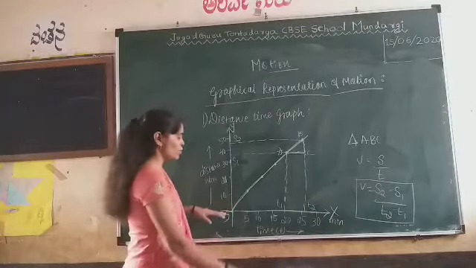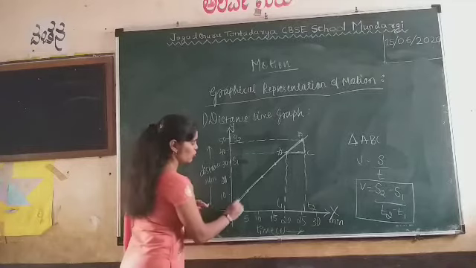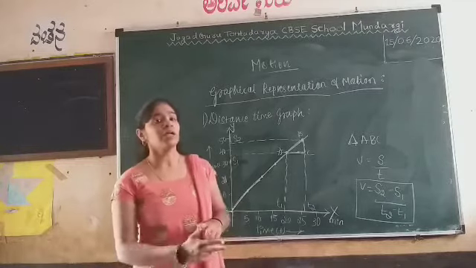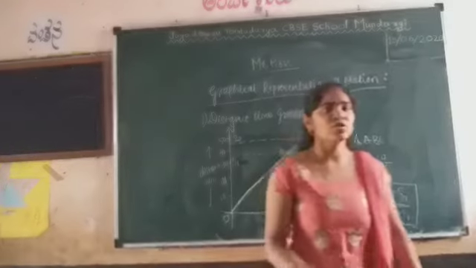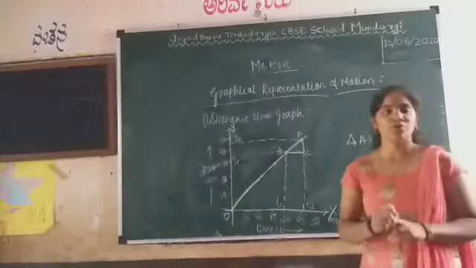In this one, the object is in uniform speed, moving in a linear path, which shows a linear graph. The next one is non-uniform speed.